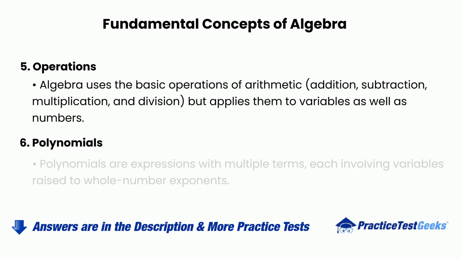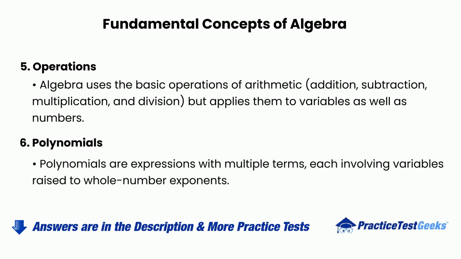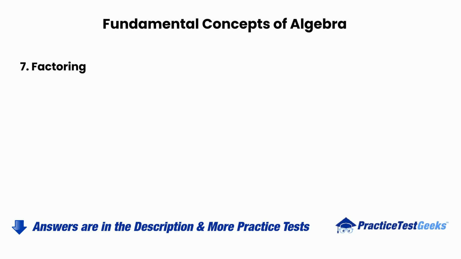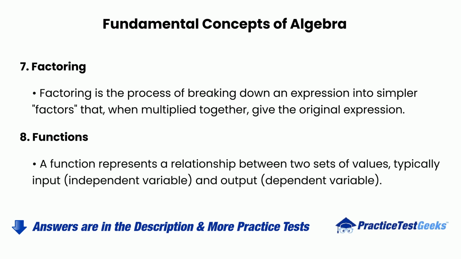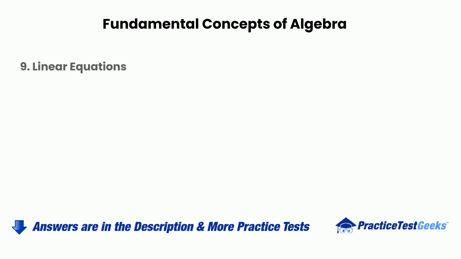6. Polynomials. Polynomials are expressions with multiple terms, each involving variables raised to whole number exponents. 7. Factoring. Factoring is the process of breaking down an expression into simpler factors that, when multiplied together, give the original expression. 8. Functions. A function represents a relationship between two sets of values, typically input or independent variable, and output or dependent variable.